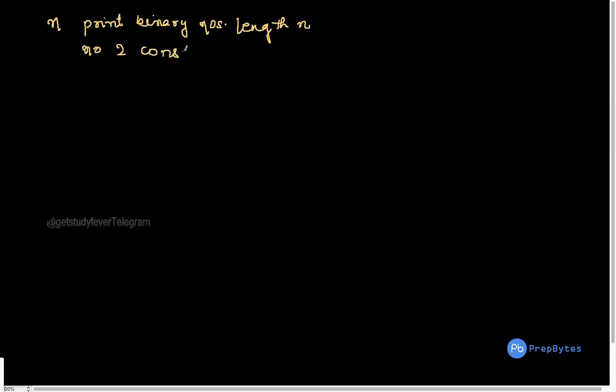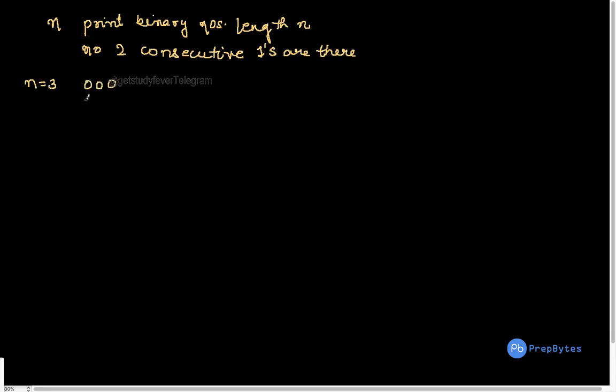So we have understood the problem statement. We will be given n, and we just have to print all the binary numbers of length n, and we have to ensure that no 2 consecutive ones are there. So let's say if my n is equal to 3, we have to print 0 0 0. What are the options we have? We have 0 0 1, 0 1 0, 1 0 0, and we'll have 1 0 1. So these are the options that I have.